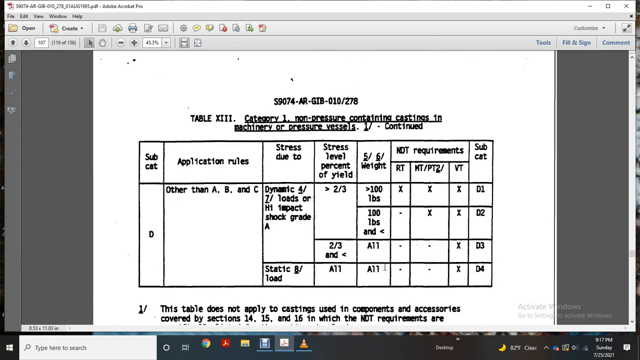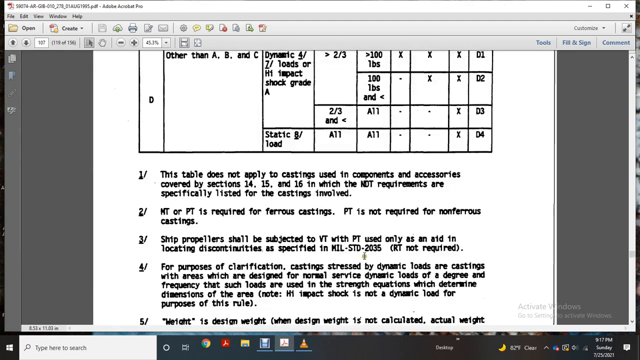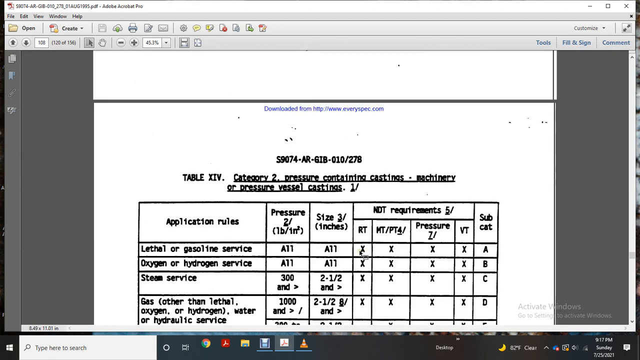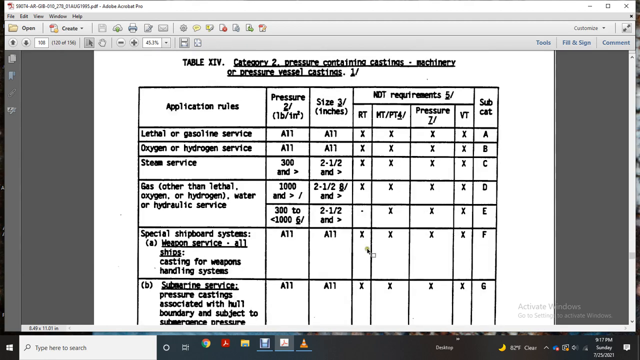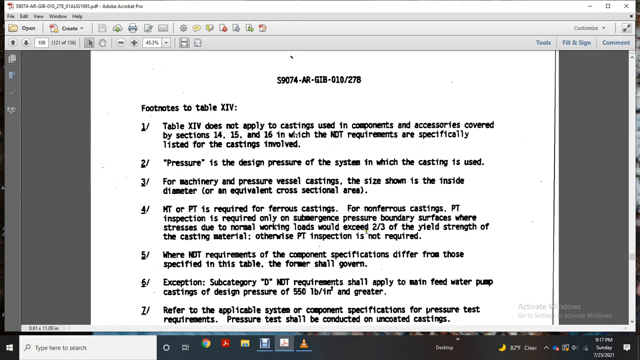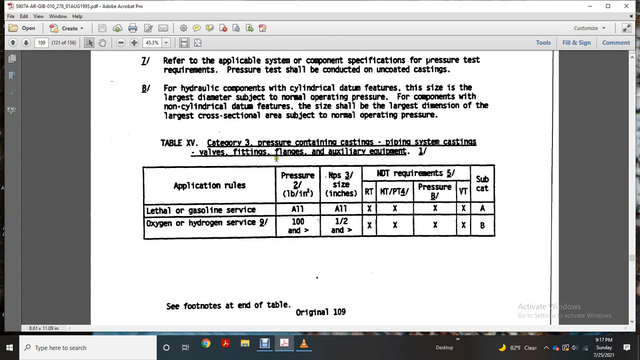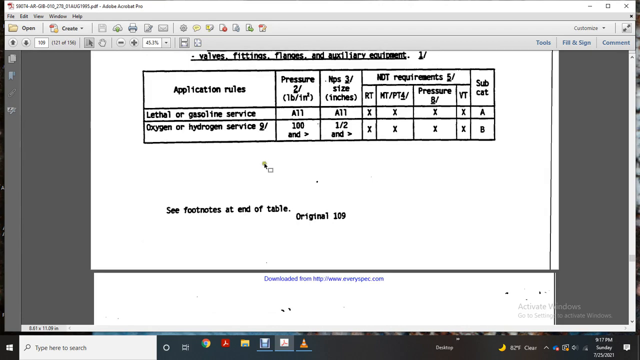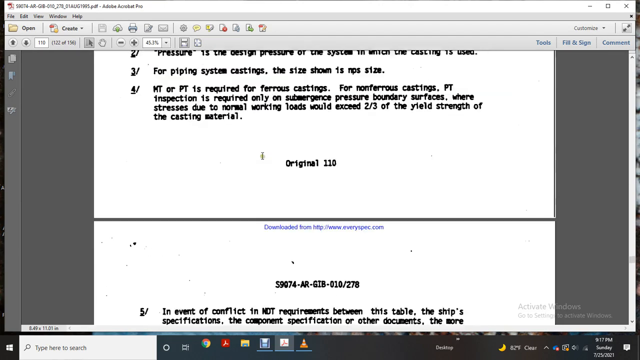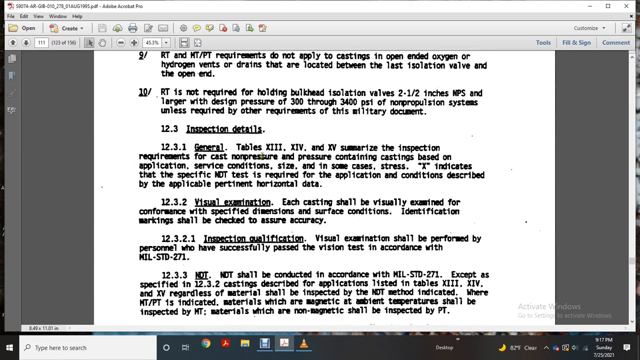Category 1: non-pressure containing casting, machinery, pressure vessels. Then its notes, and then category 2: pressure containing casting, machinery, pressure vessel castings. Then the footnotes. Category 3: pressure containing casting, piping system casting, valves, fittings, flanges, auxiliary equipment. Application pressure, note MPS 3 inches, non-destructive testing, radiological, material, pressure, and visual testing subcategories. And then with our notes.